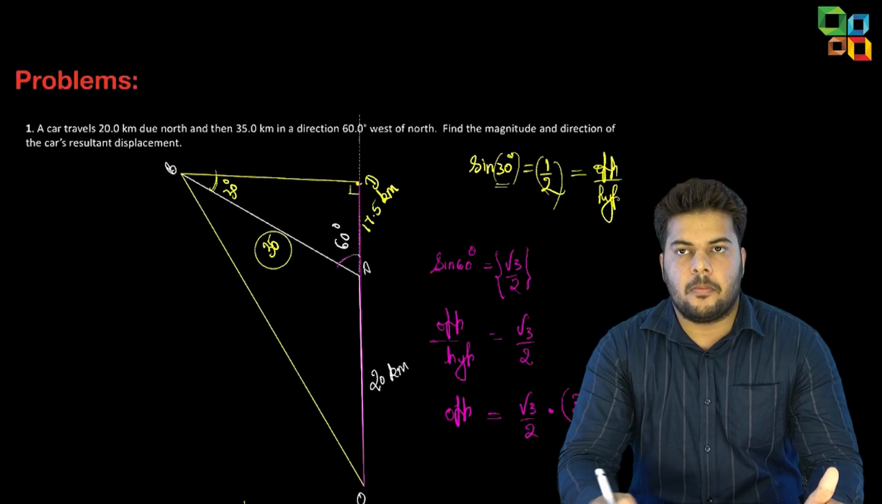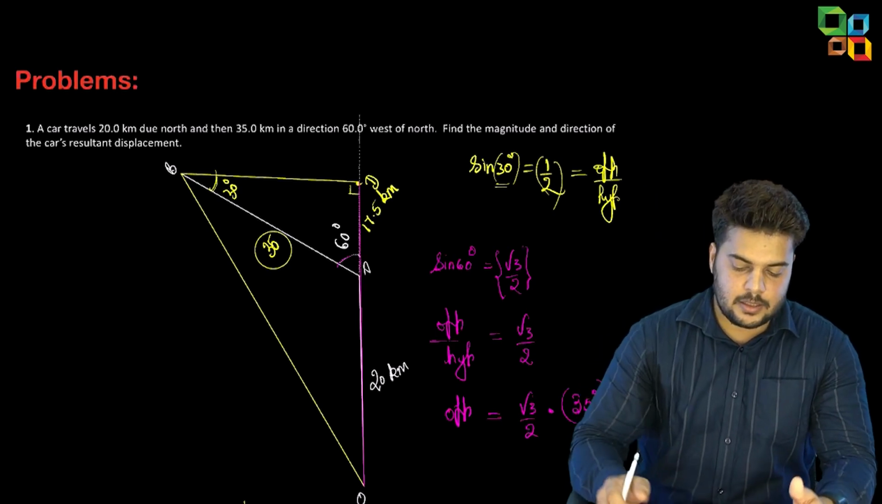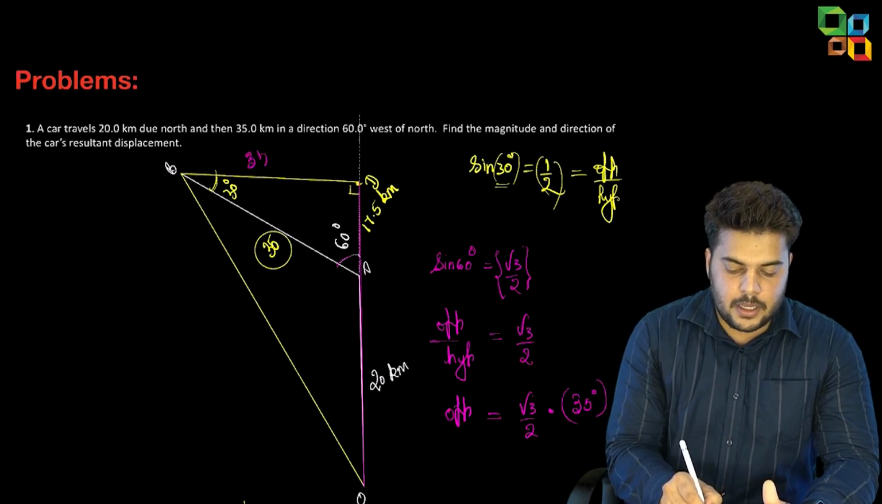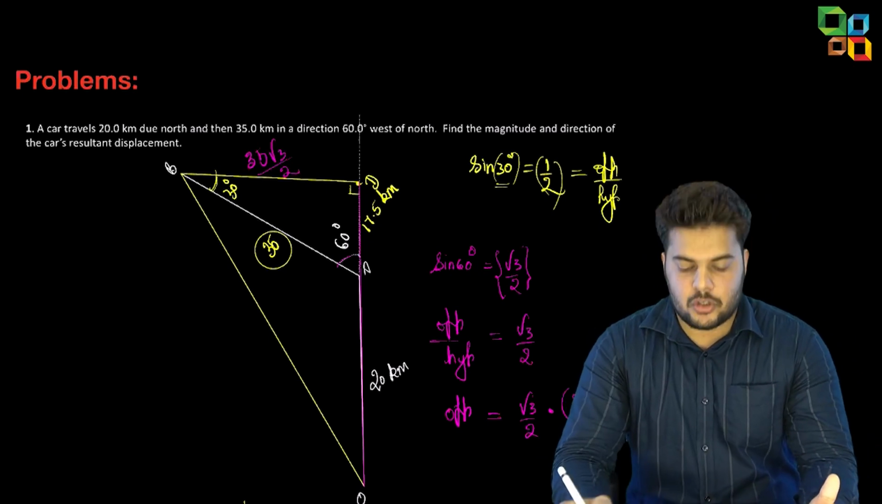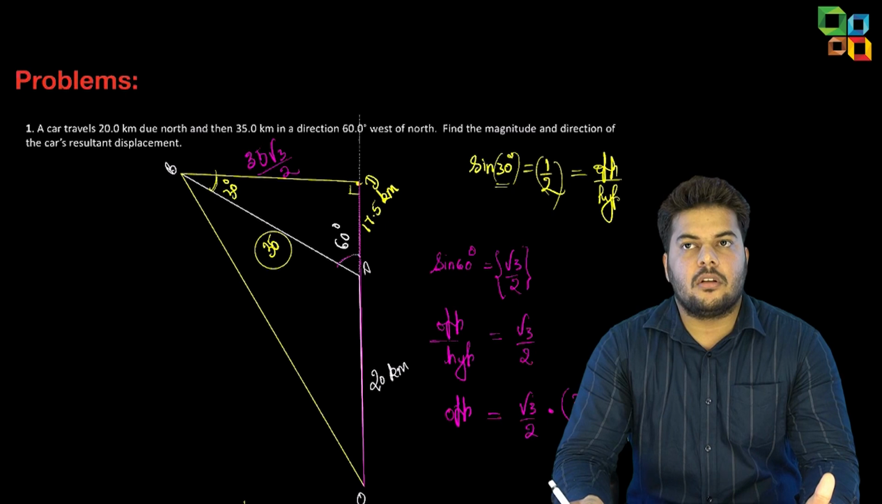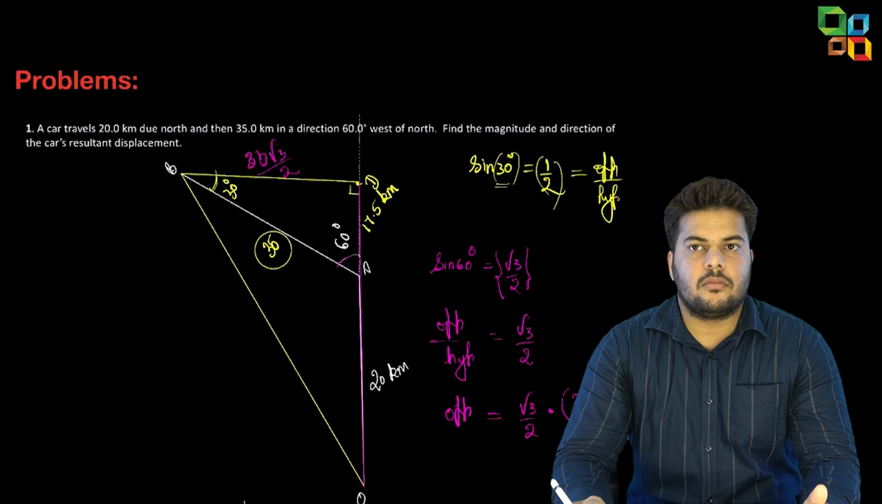Is that okay? So now we get the side length over here. This is 35 into root 3 by 2. Could we have used some other ratio to do that? What about tan 60? Tan 60 is root 3. Can we use tan 60?